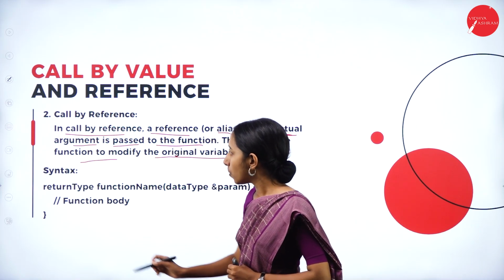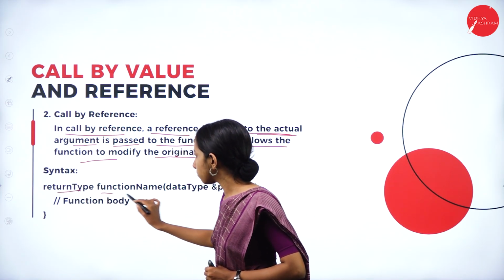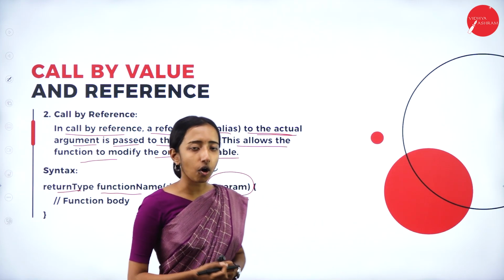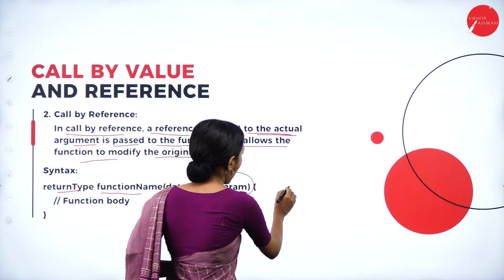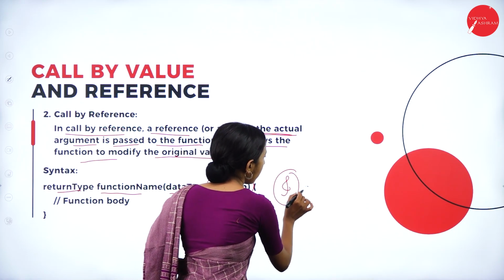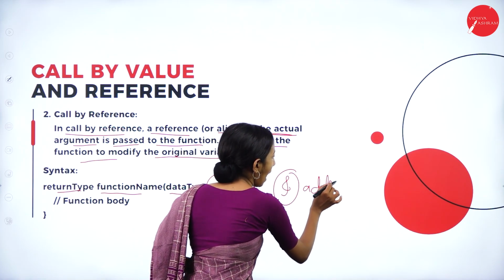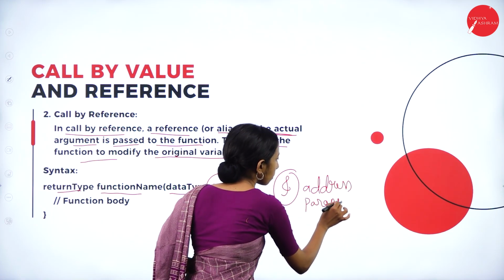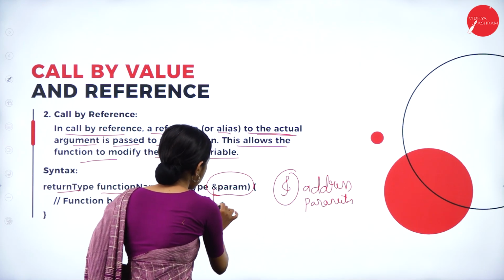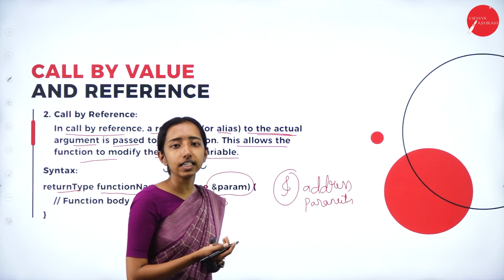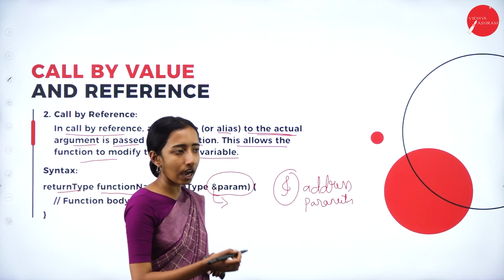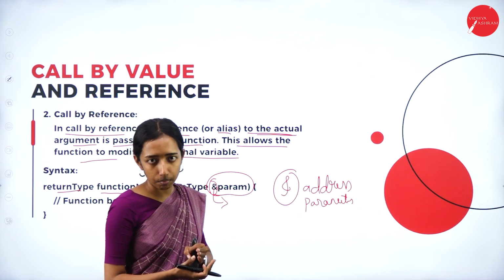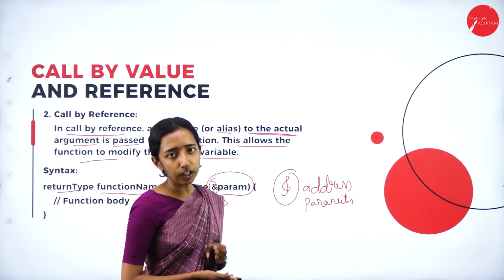Now the syntax: return type, function name, data type, and here you can see we have the AND operator, the ampersand. So the data type and the operator. This is an address. It stores the address of the parameter. This symbol is the address, meaning we are passing the actual argument. We are using the & symbol, which holds the address of the parameter.